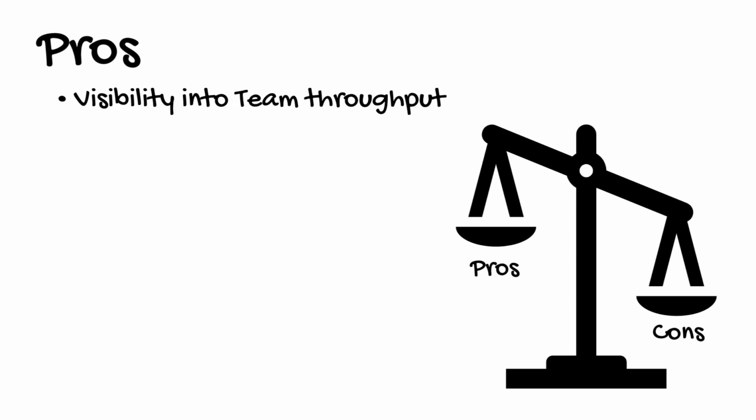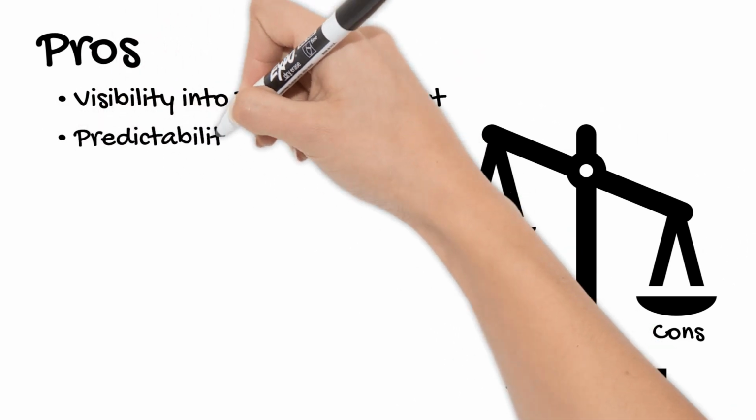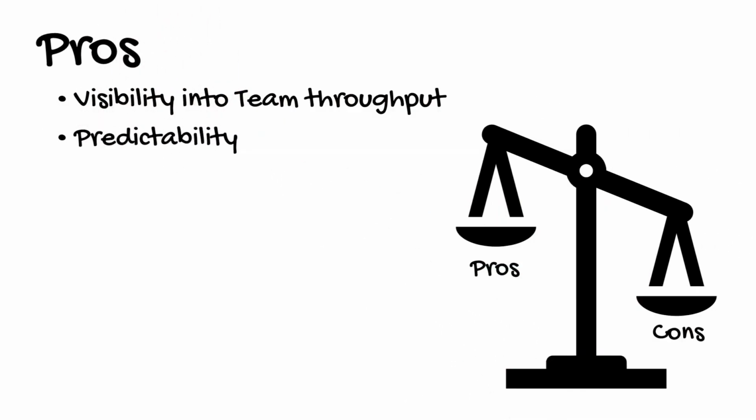Predictability. By tracking velocity over multiple iterations, teams can establish a reliable baseline for estimating future work and predicting when certain features and user stories will be completed. This aids in road mapping and helping manage stakeholder expectation.